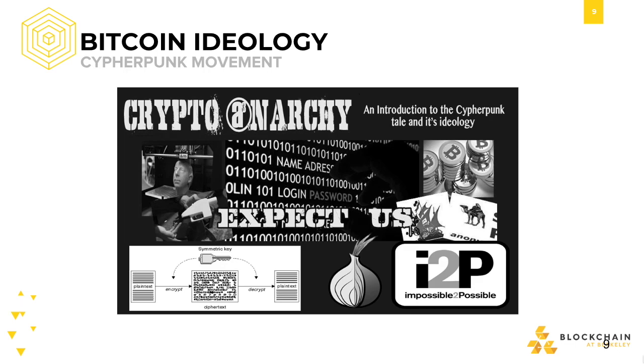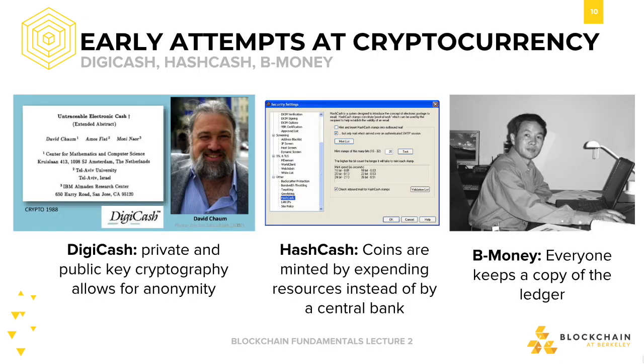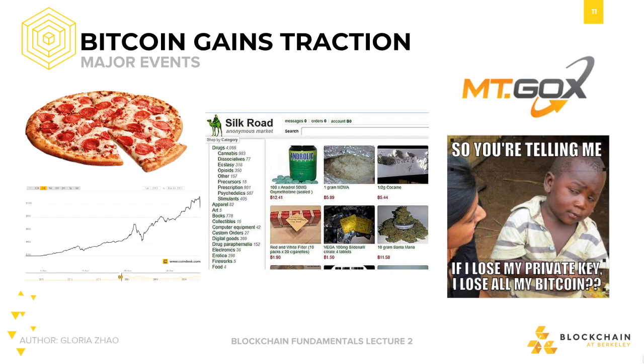Then we got into what Bitcoin ideology is and where these ideas really stem from. It's from the crypto anarchists and the cypherpunks and the movement to take control of our own personal data and privacy, the ability to selectively reveal personal information about yourself. And so these are the ideologies behind Bitcoin and cryptocurrencies, and we saw how this really drove people to do this. We saw early attempts at cryptocurrency, including DigiCash, by David Chaum, which used public and private key cryptography, Hashcash, which used something like proof of work, and B-Money, where everyone kept a copy of the ledger. And we saw that all of these concepts popped up in Satoshi's white paper that he released in 2008.